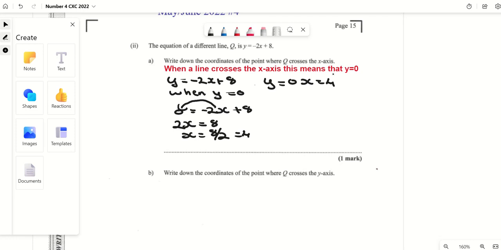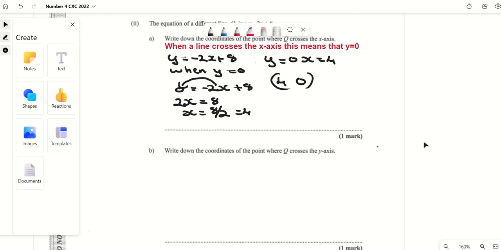And remember, coordinates is always x first, so 4 and then 0. So this is your coordinate for when Q crosses the x-axis. Right, and now they ask you to write down the coordinates when Q crosses the y-axis.